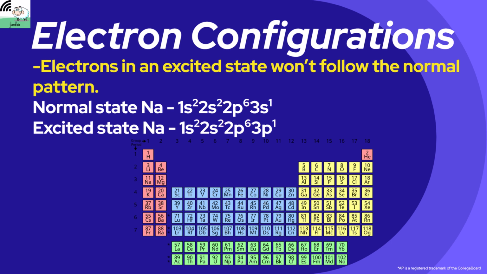Well, in this case, we have sodium in its normal state, but notice its excited state looks a little bit different. An electron has jumped an energy level, so you're going to find that they don't follow the normal pattern of electron configurations. So if I see the excited state here of sodium, it goes 1s2, 2s2, 2p6, and then jumps to 3p1. So the outermost electron that was in the 3s sublevel has jumped to the 3p sublevel. That's how we know something's in an excited state: it doesn't follow the normal pattern of an electron configuration.